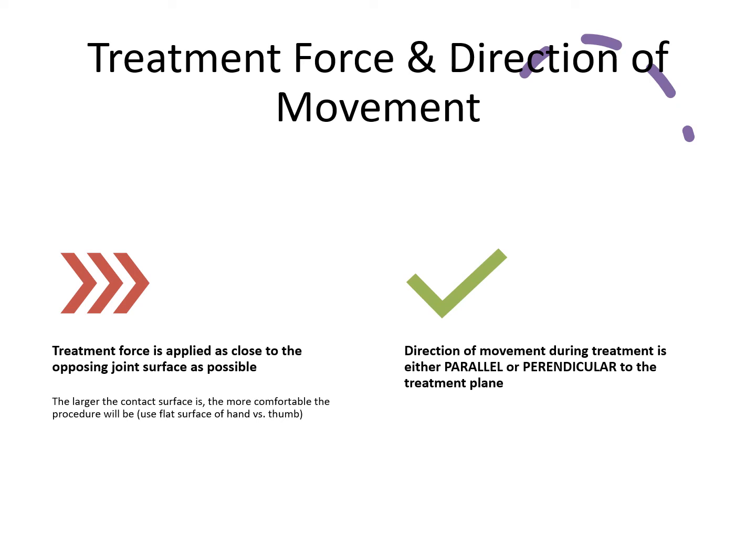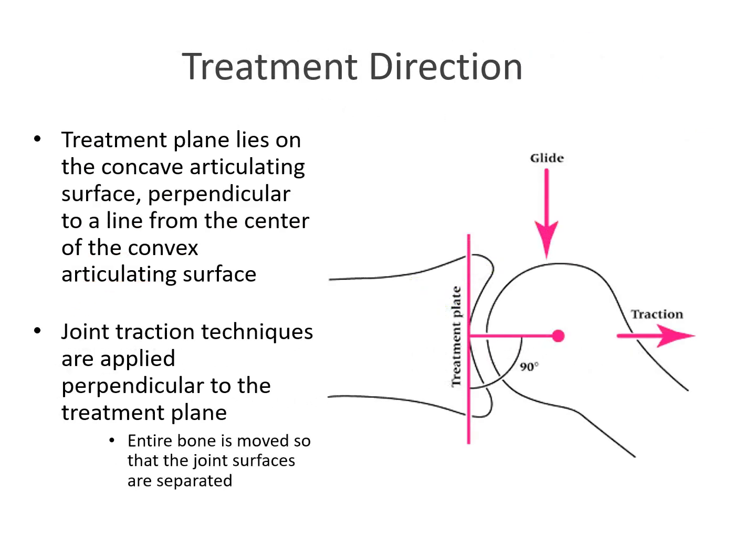Then the direction of movement during treatment is either parallel or perpendicular to the treatment plane. Now the direction of the glide you should understand in the following figure. So the treatment direction, the treatment plane. See this figure carefully. The treatment plane lies on the concave articulating surface perpendicular to a line from the center of the convex surface. That is known as the treatment surface.